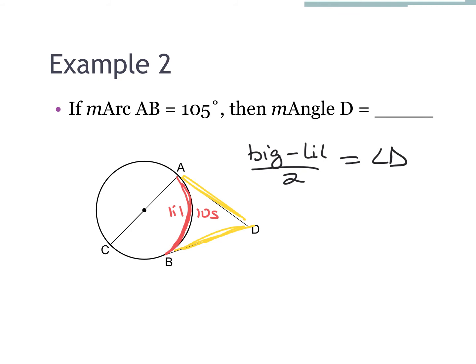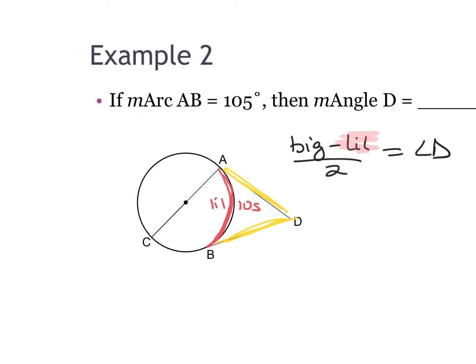I need to find the big arc, because I can't have so many unknowns. Okay, so then now to find the big arc, I know that there are 360 degrees in a circle. So I'm going to subtract 105, leaving me with 255 for my big arc, which goes from here all the way around here to B. So this is 255.